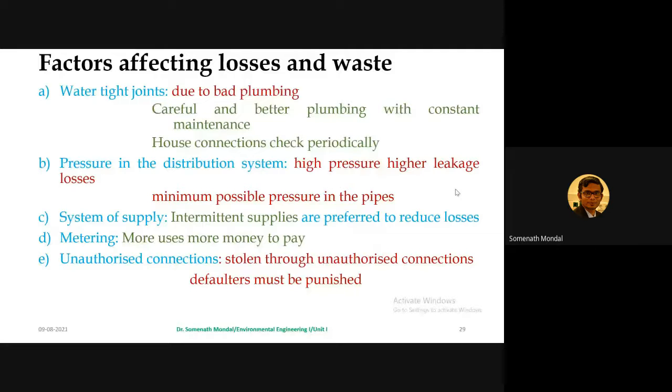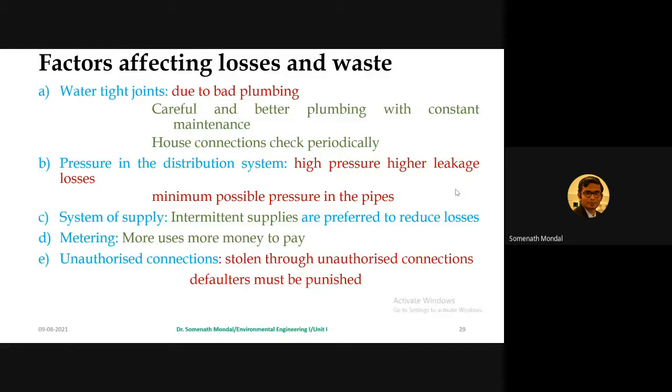So that is the one which needs to be optimized, and depending upon the system of supply, there are relations with the losses and waste of the overall water supply system. Metering has another important impact on the overall consumption and wastage. People have a tendency not to waste huge amounts of water if that water is coming through metered supply. So more usage means users need to pay more money, and that is the way you can control the losses to some extent if metering systems are adopted.